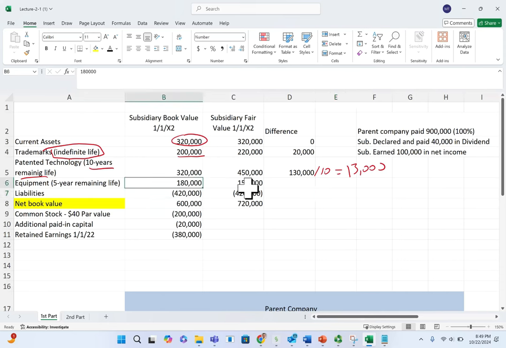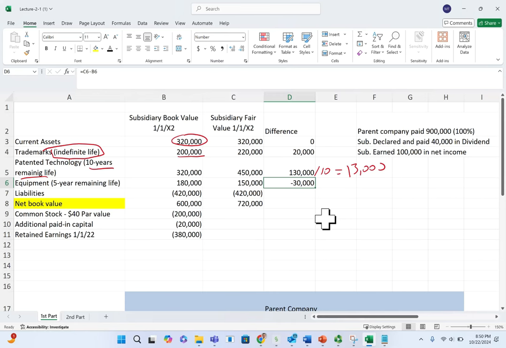Then the equipment: the book value is 180, the fair value is 150. So notice here, there is excess book value over fair value. What does that mean? It means we have to reduce our asset by how much? 30,000. What do we mean by reduce the asset?